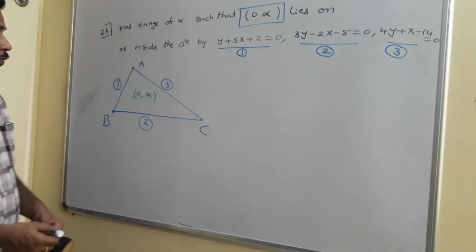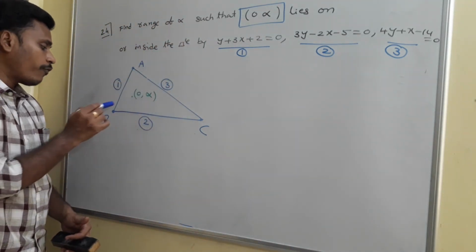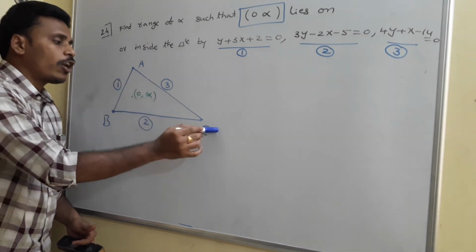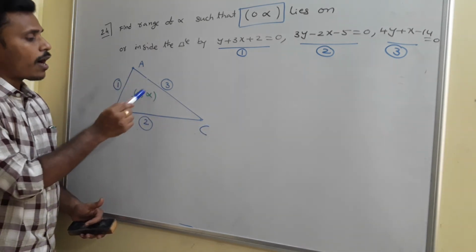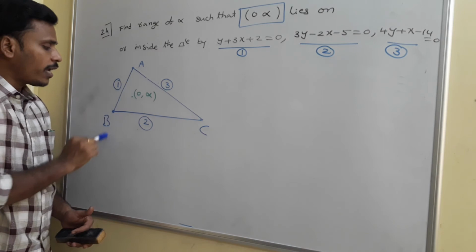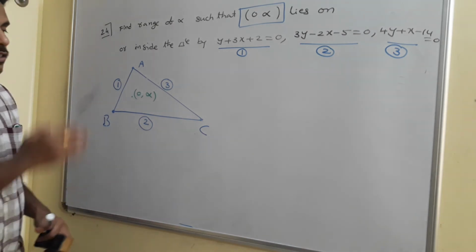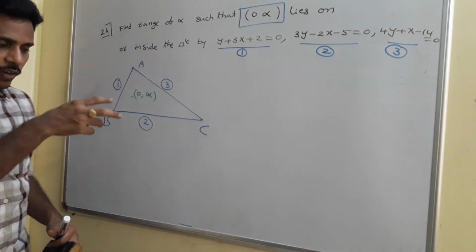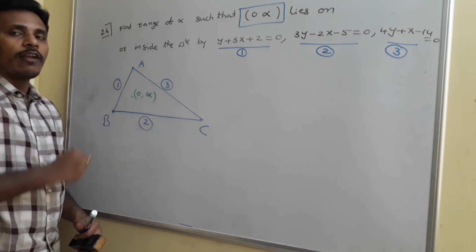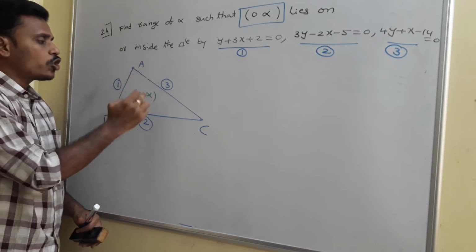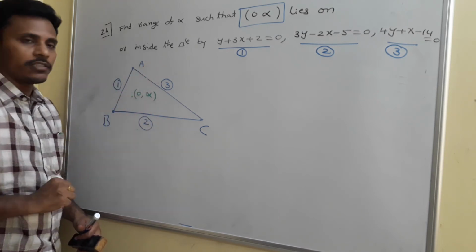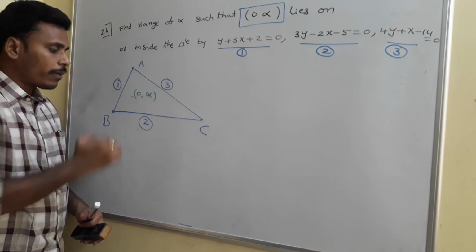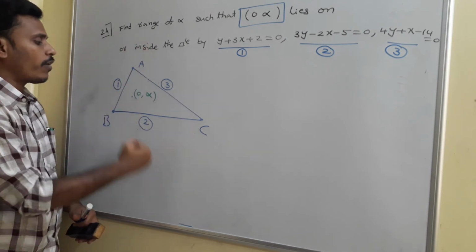In the similar manner, 0 comma alpha and B are on the same side of AC, and 0 comma alpha and C are on the same side of AB. That is, for each and every direction, you need to bound alpha, right? A and 0 comma alpha are on the same side of BC. The first statement tells us that 0 comma alpha is above BC.